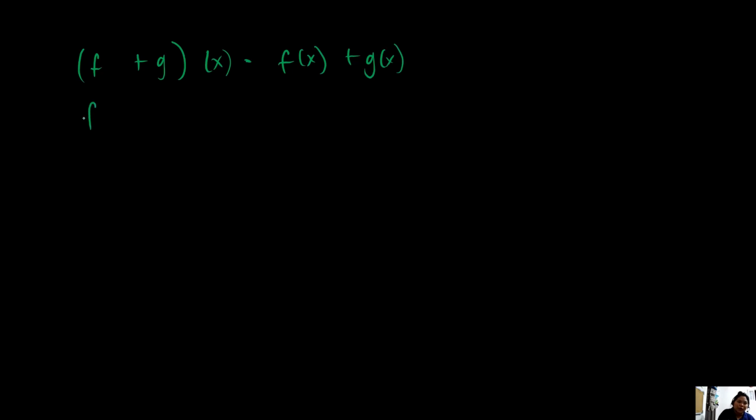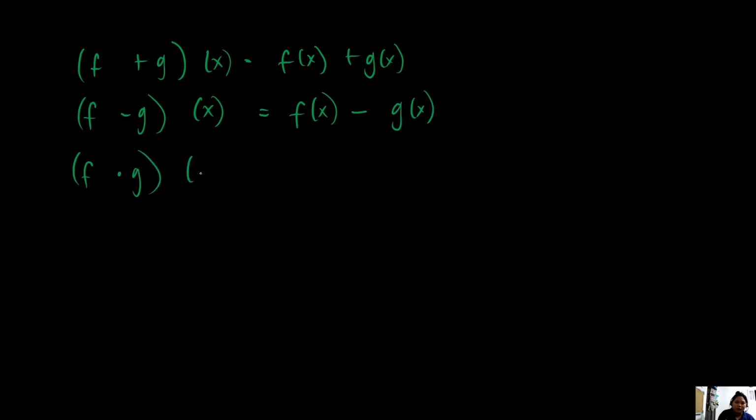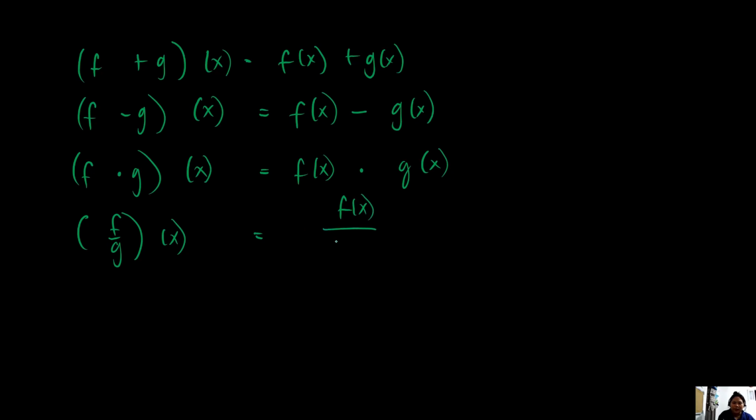If we're going to subtract them, we have f minus g of x is equal to f of x minus g of x. In terms of multiplying, we have f times g of x is equal to f of x times g of x. Let's have the division, f over g of x, meaning f of x divided by g of x. Given two functions, we can do the operation using these guidelines.